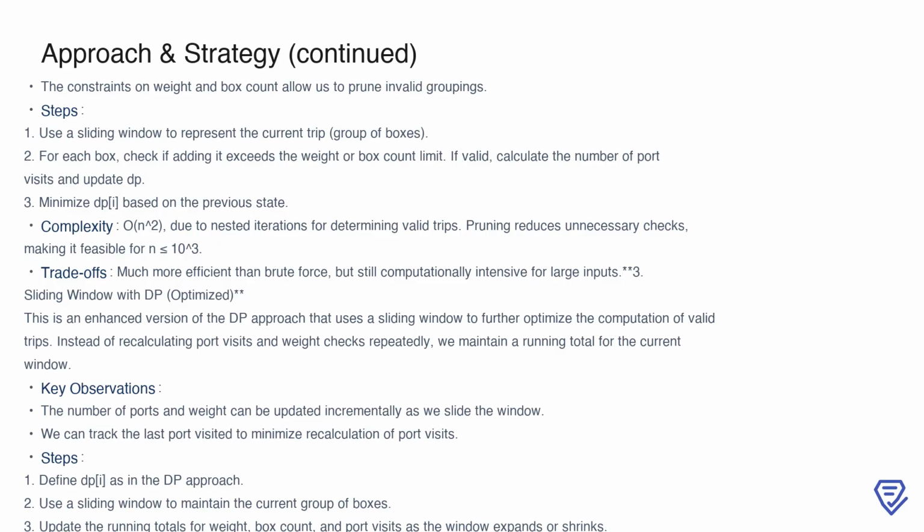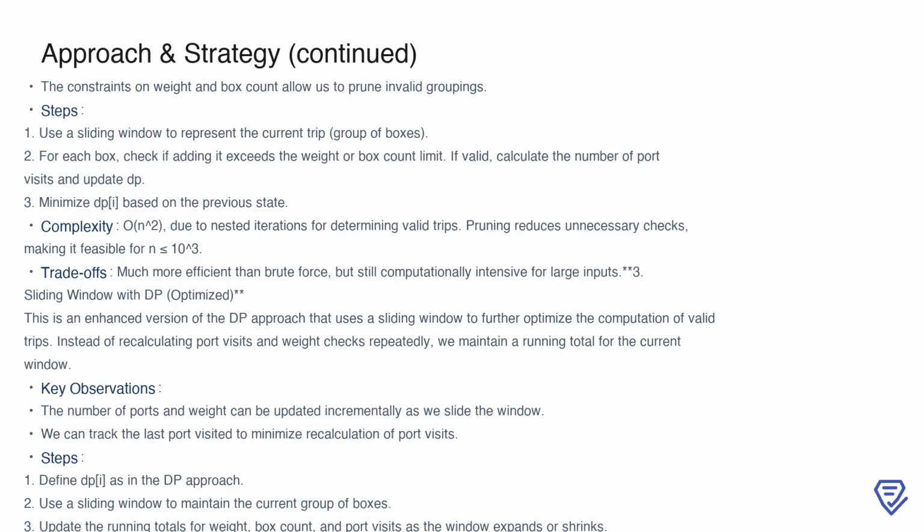The dynamic programming steps involve using a sliding window to represent the current group of boxes in a trip. For each box, we check if adding it would exceed the weight or box count limit. If valid, we calculate the number of port visits for that grouping and update dp accordingly. The goal is to minimize dp[i] by leveraging the previous state.